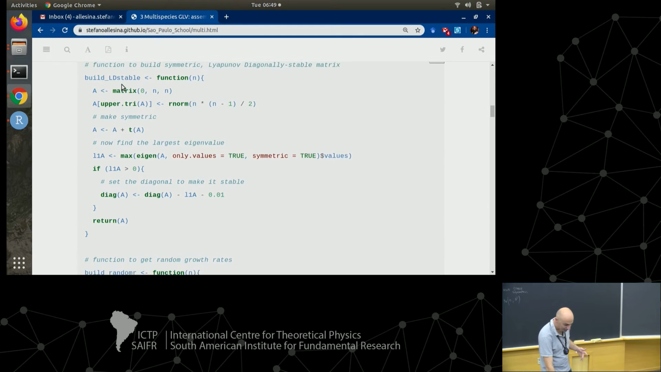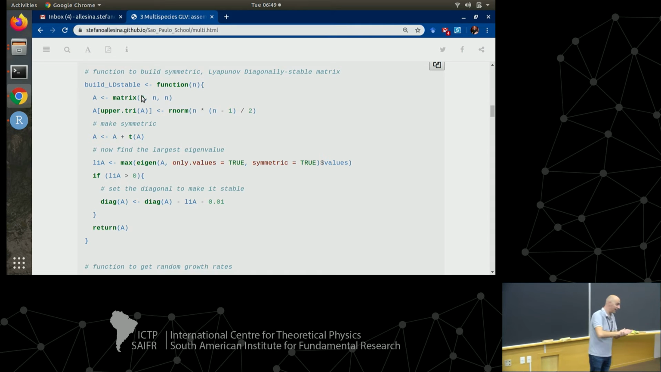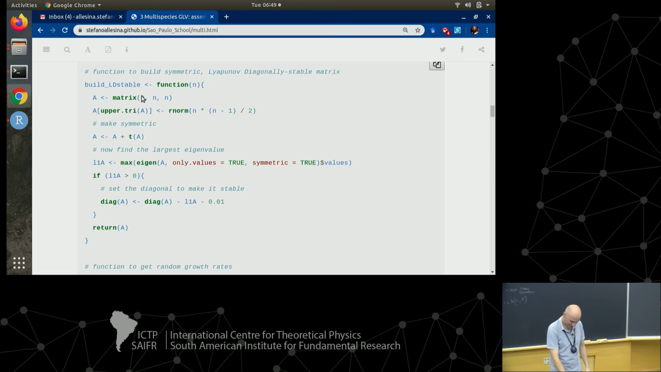So first, how do we build a random matrix and make it stable? What we do is very simple. Imagine that we start with an empty matrix, that's this line here. And then, because we only care about the upper triangular part of the matrix, because then we're going to copy it over in the lower triangular part, I just sample and choose values for the upper triangular part. And notice that I also sample these from, let me write it here.